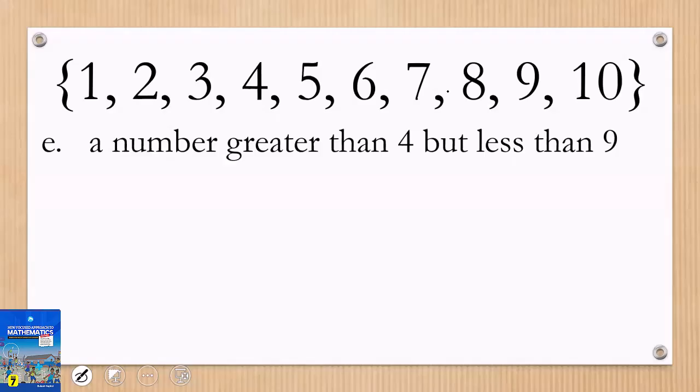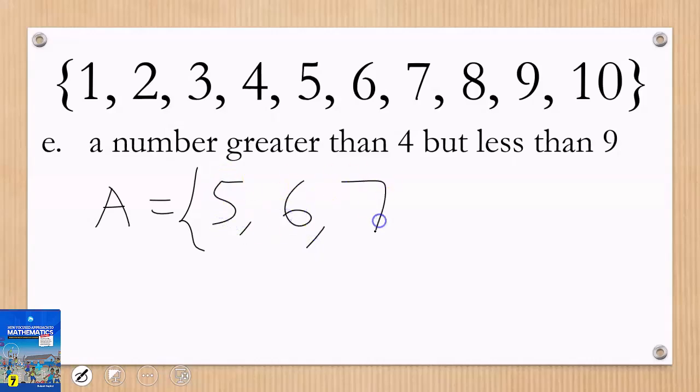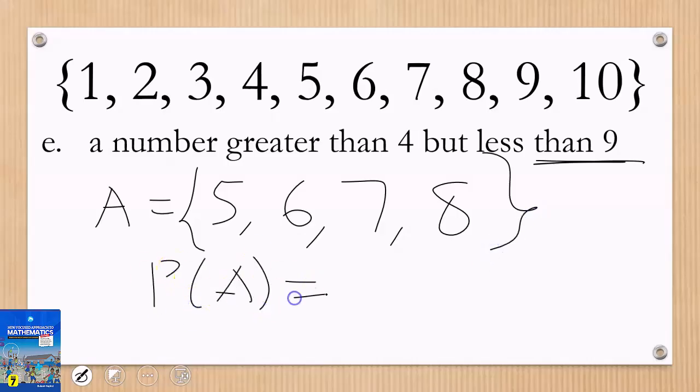Then finally, for this question, a number greater than 4 but less than 9. Let's define this also as A. What are the numbers that are greater than 4 but less than 9? 5 is greater than 4. 6 is greater than 4. 7 is greater than 4. 8 is greater than 4. 9 is not accepted because it is not less than 9. So these are the numbers. Again, the probability of finding A becomes 4 divided by 10, which is 2 out of 5.